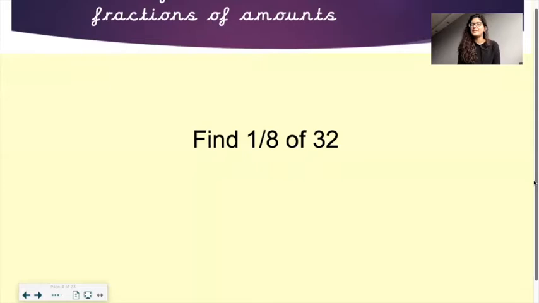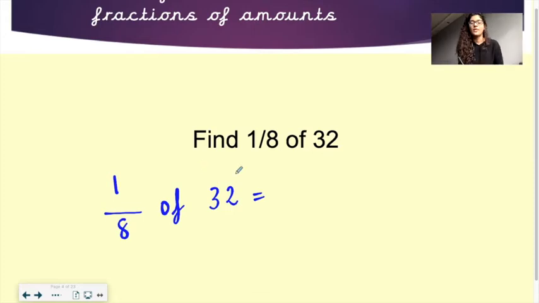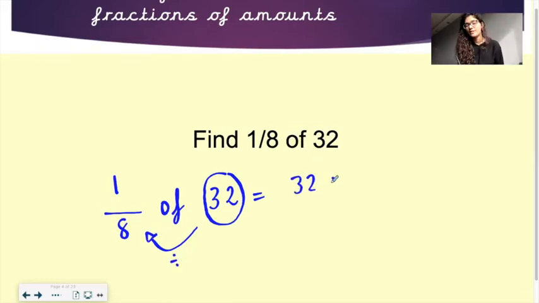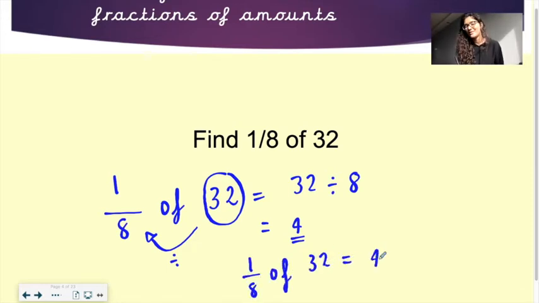Your starter activity, find 1/8 of 32. Here is what you should have done. If you are finding out 1/8 of 32, the rule is to divide the whole number by the denominator. So that means 32 divided by 8. How many 8s go into 32? 4. So 1/8 of 32 is 4.